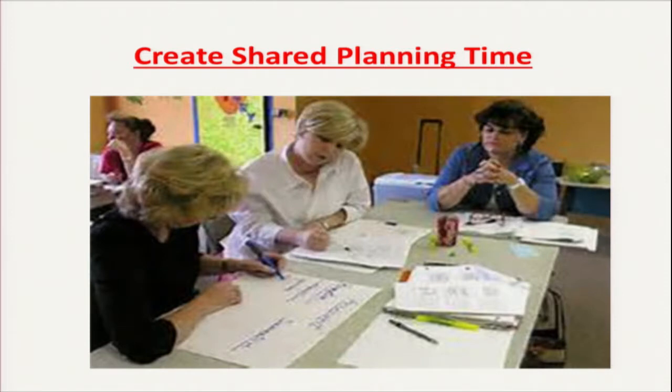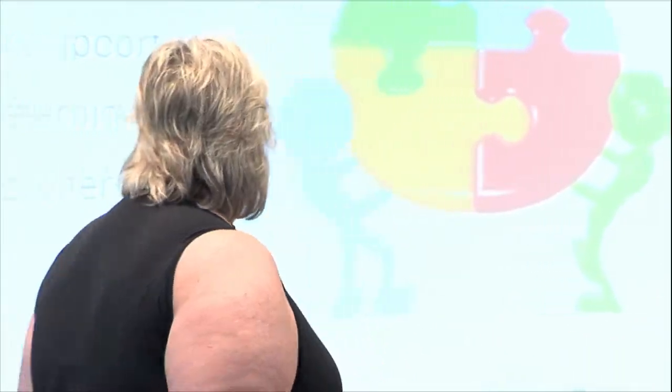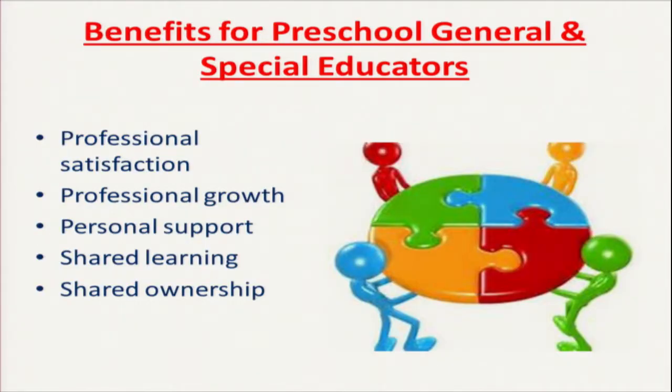Okay, create shared planning time, we talked about. The benefits for both the general and special education teacher is professional satisfaction. I frankly think that co-teaching is probably one of the most important interventions we could do around accountability. It's so much easier when I close my door and I'm all by myself to slough off, to maybe not do my best. But when I have a co-teacher in there with me, all of a sudden I'm being held accountable to an adult, because I might think the kids won't notice, but the adult's probably going to notice if I'm sloughing off. Professional growth, it's an opportunity to both grow in ways that together they can create a better atmosphere. Personnel support, shared learning, shared ownership.